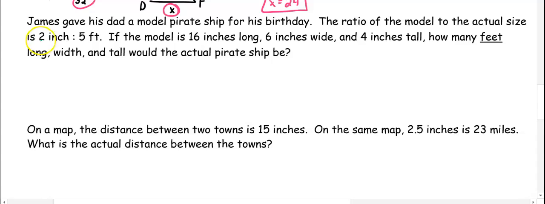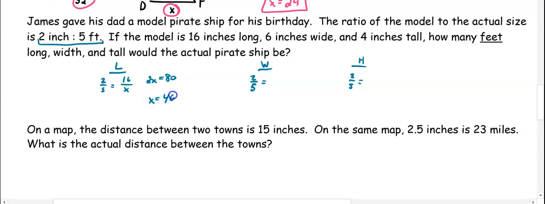So we have a ratio of 2 over 5. So we're going to use that 3 times for the length, the width, and the height. So we have 2 over 5, 2 over 5, and 2 over 5. The top of the ratio in each of these represents the model, which are the dimensions we were given. So to do the length, we would have a model of 16 over x. When we cross multiply, we get 2x equals 80. When we divide, we get x is 40 feet.